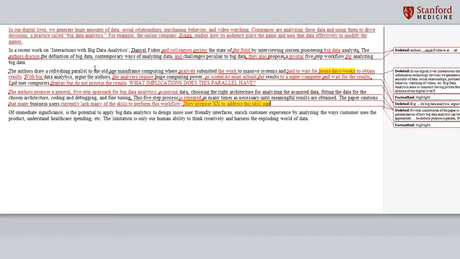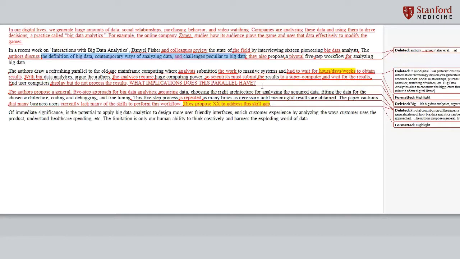Now, I want to point one thing out here. We get in the very introductory, second paragraph here, which introduces the review paper, we are told that the authors discuss the definition of big data, contemporary ways of analyzing data, these challenges, and they also propose this pivotal 5-step workflow. So in the body of this paper, we get the 5-step workflow, but we don't get any of these other things, the definition of big data, the challenges, etc.